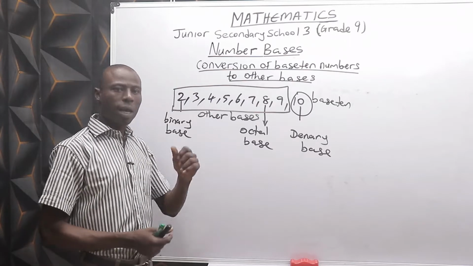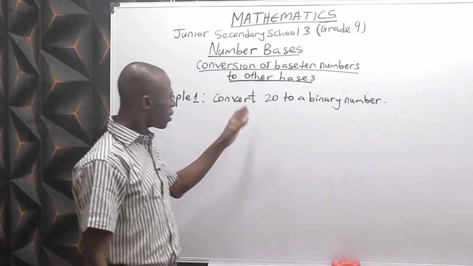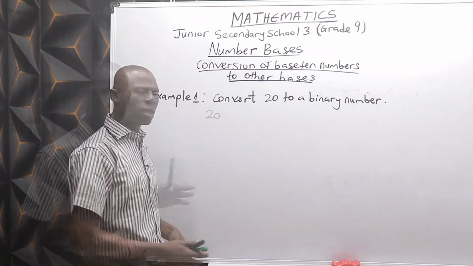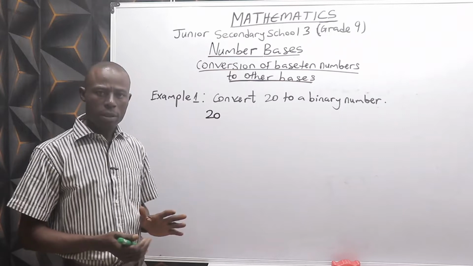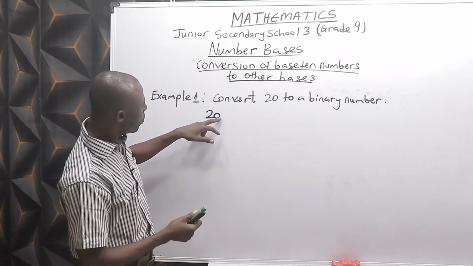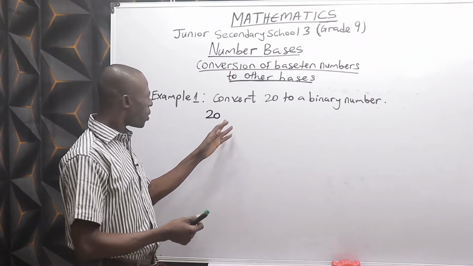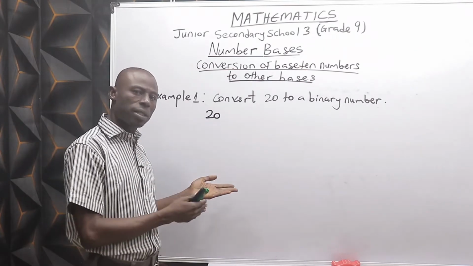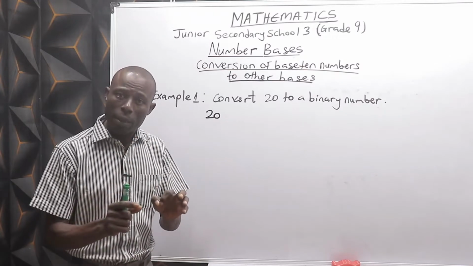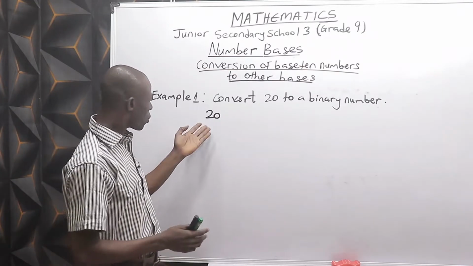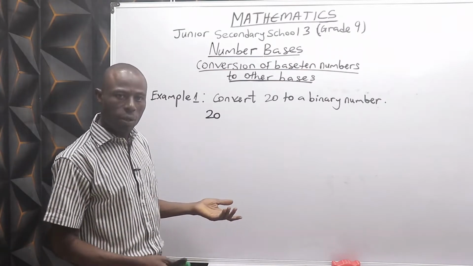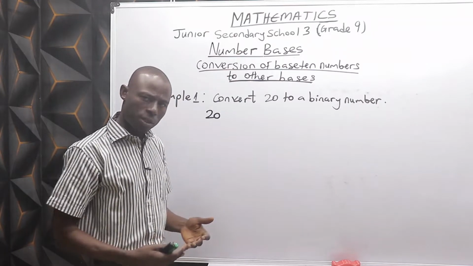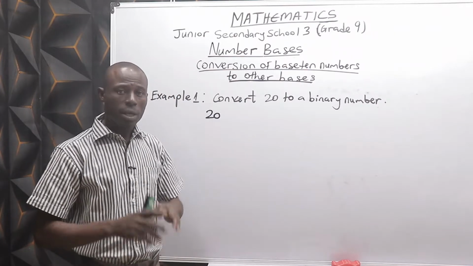So, let's start with example 1. Convert 20 to a binary number. What do we mean by this question? When a number is written ordinarily, without any base put as its subscript, and without any words giving us information about a particular base the number is in, you just take the number as being in base 10. Like you have 20, you have 75. When you have just 75, without any base at its subscript, then that 75 is in base 10.